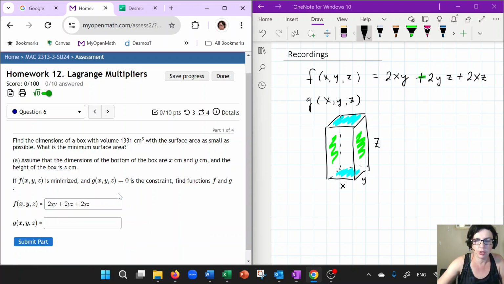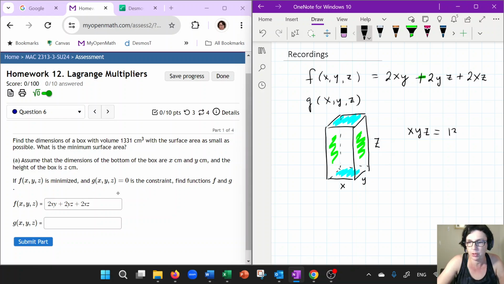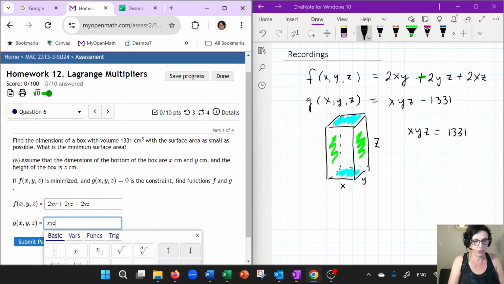Then g is the constraint. Well, what is the constraint? We are told that the volume is 1331, and the volume of a box with length, width, and height xyz is just the product xyz. So we have the constraint that xyz has to be 1331. Writing that so that 1331 is moved to the other side, we get xyz minus 1331. So that's our g function, and that is going to be equal to 0.